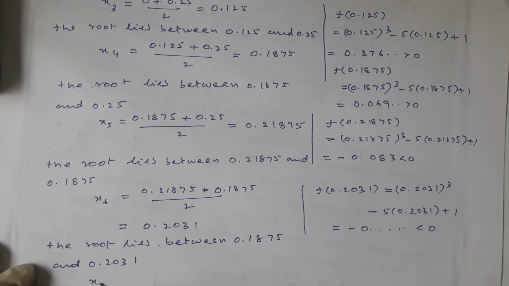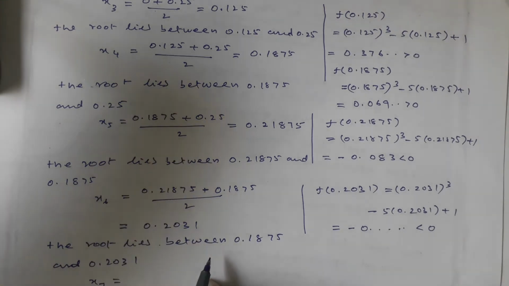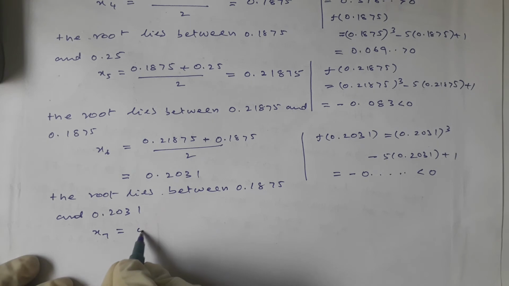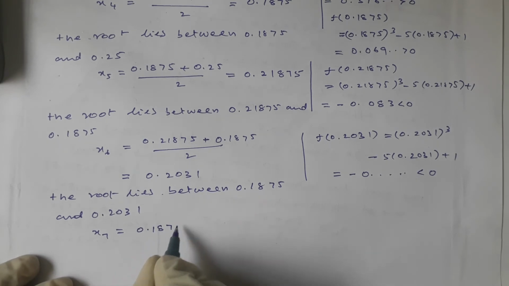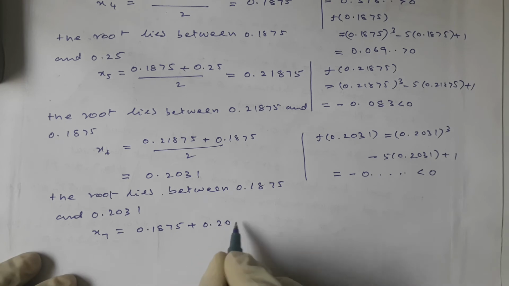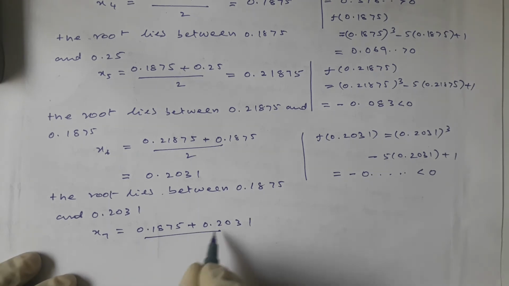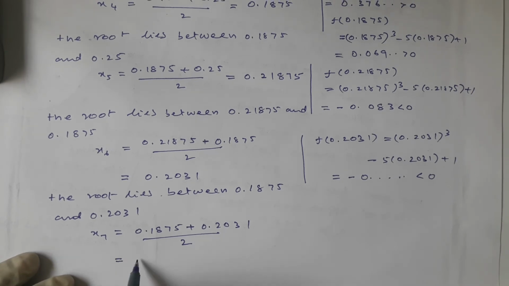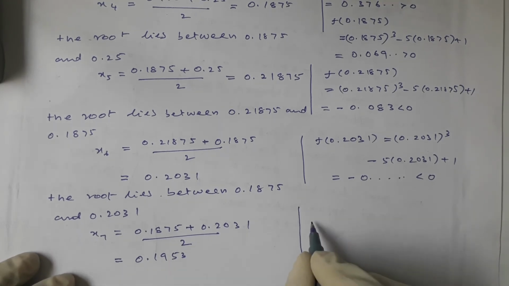x7 is equal to 0.1875 plus 0.2031 divided by 2, which is equal to 0.1953.